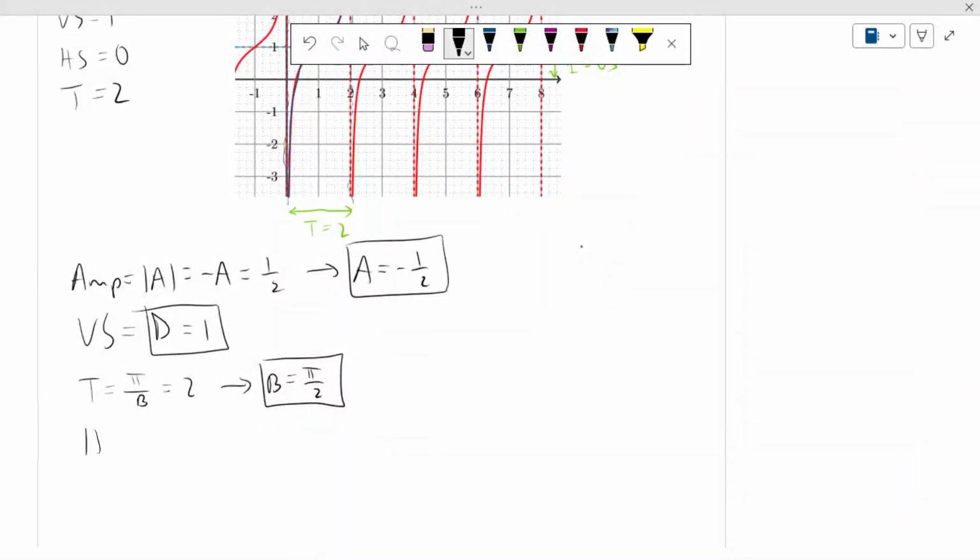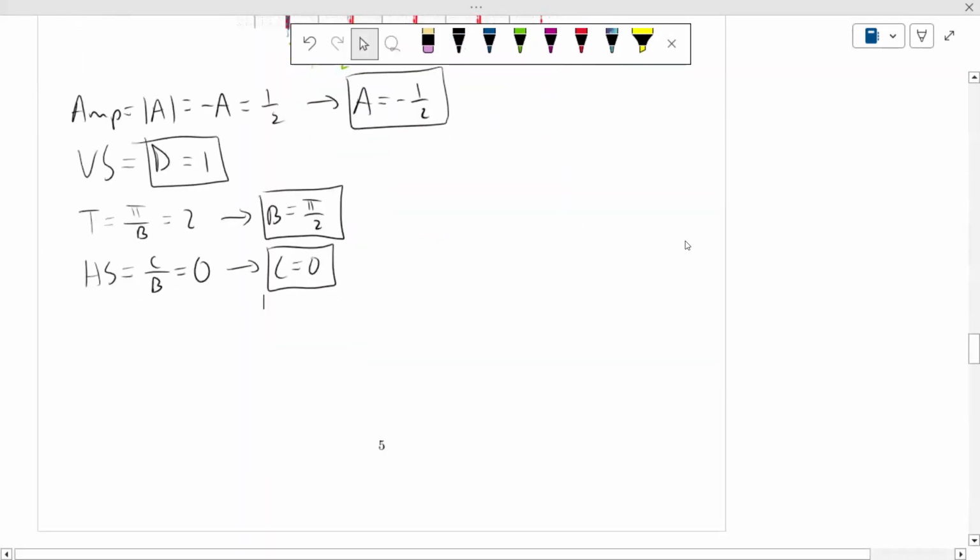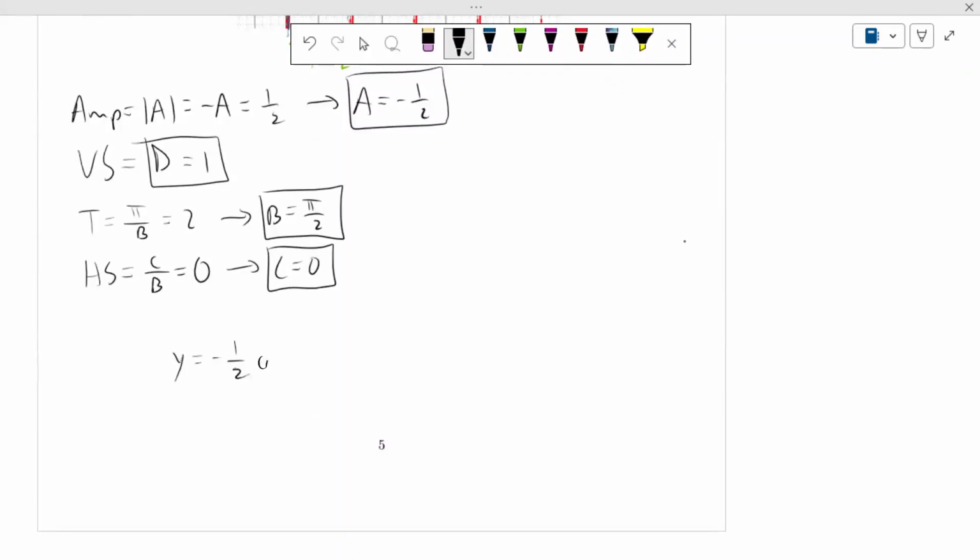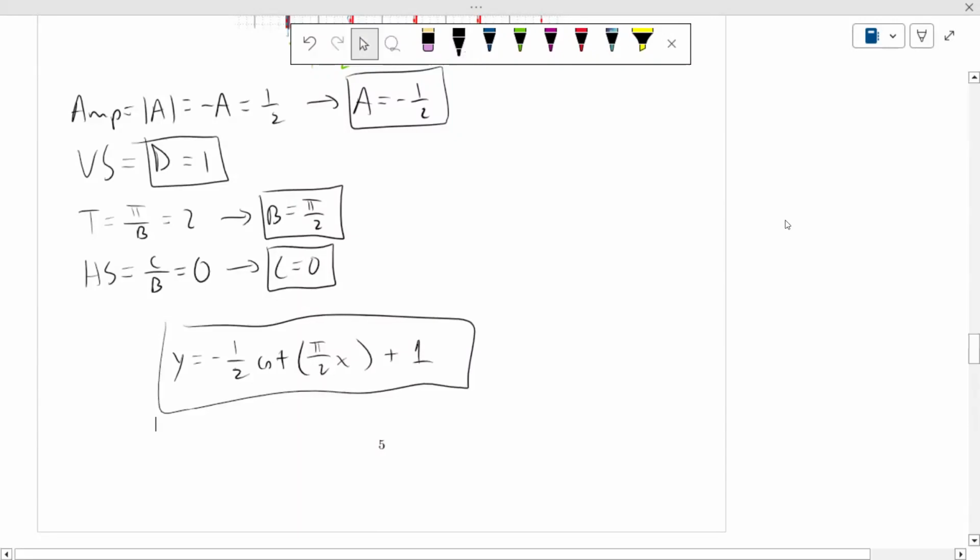And now horizontal shift is C divided by B. But in this case, my horizontal shift is 0, so that means that my C must be equal to 0. Now we just put it all together. Y is equal to negative 1/2 cotangent of pi over 2x, and then outside we do plus 1. There we go. Any questions on that?